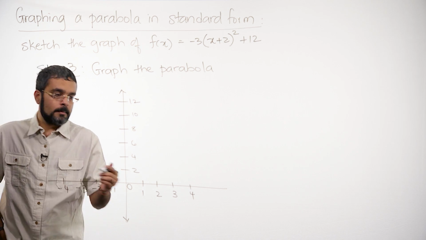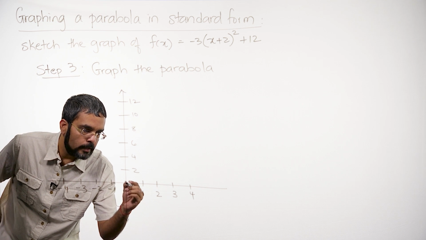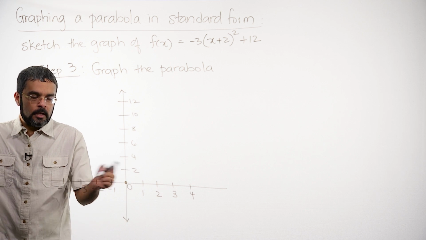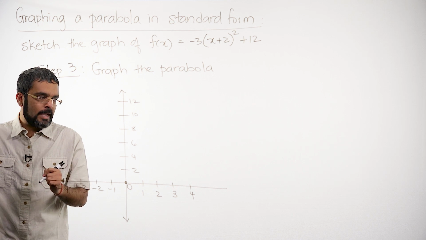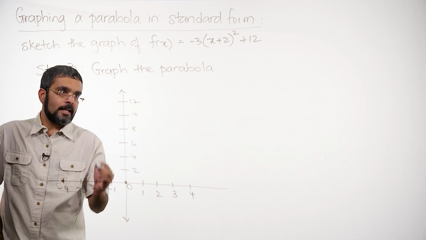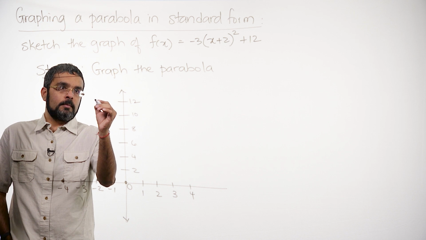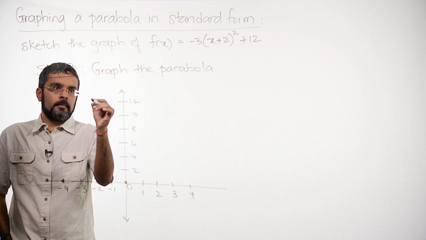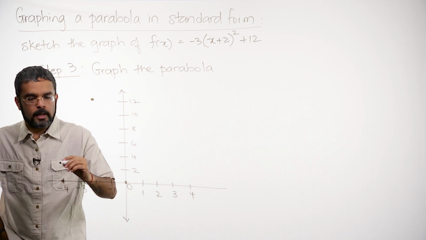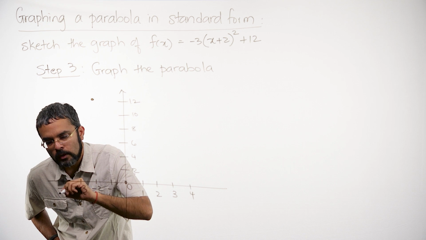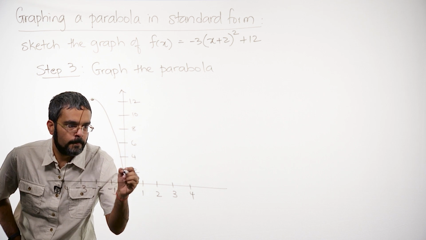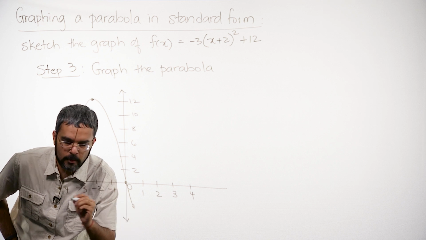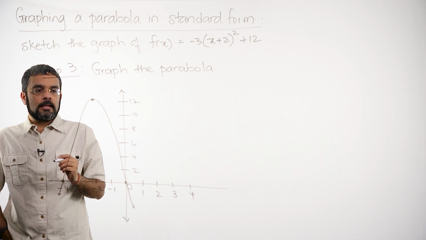Once we get that, let's plot all the points that we know. We know the y-intercept is (0, 0), which also makes it an x-intercept. The other x-intercept we have is (negative 4, 0). And then we have the vertex, which was (negative 2, 12), somewhere around here. Then join these points using a smooth curve, and your parabola would look something like this.